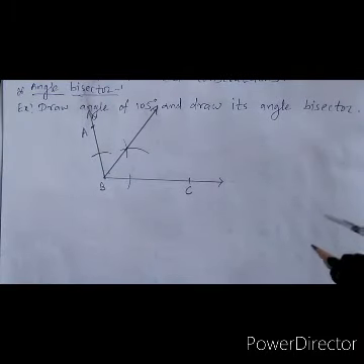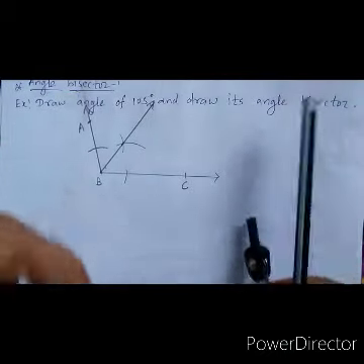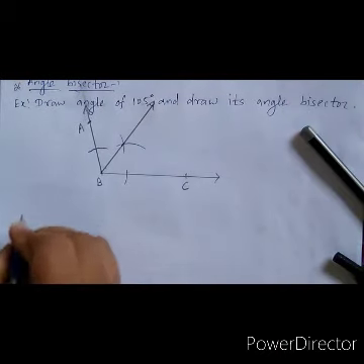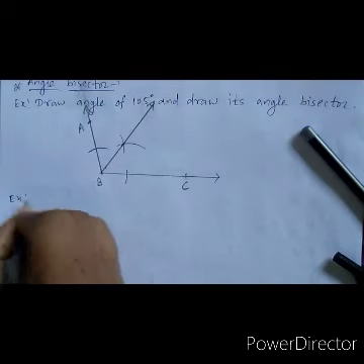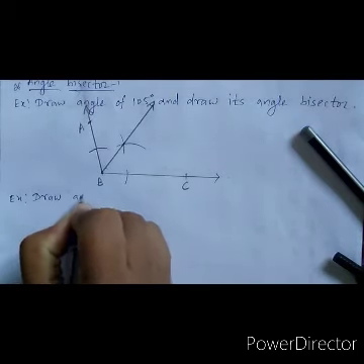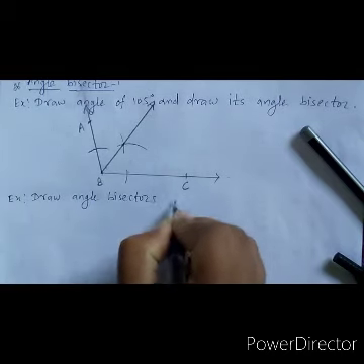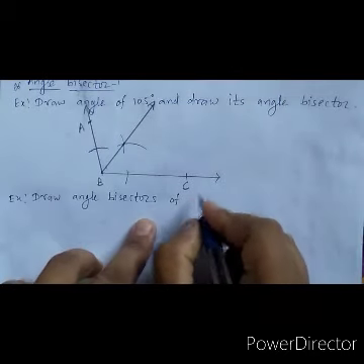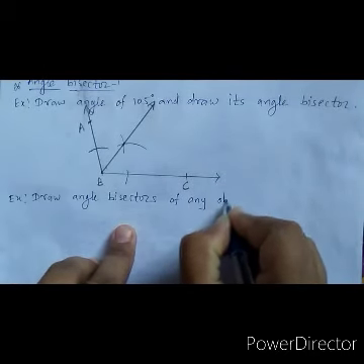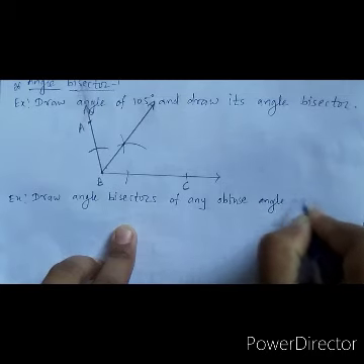Now let us see another example of angle bisector. Write down the next example. Draw angle bisectors of any obtuse angle triangle.